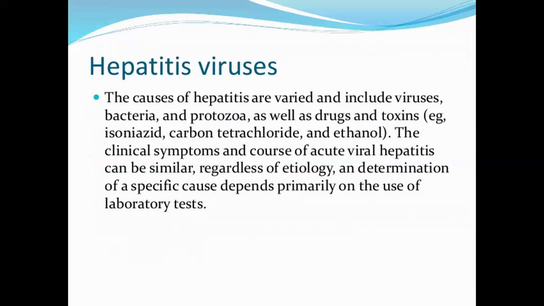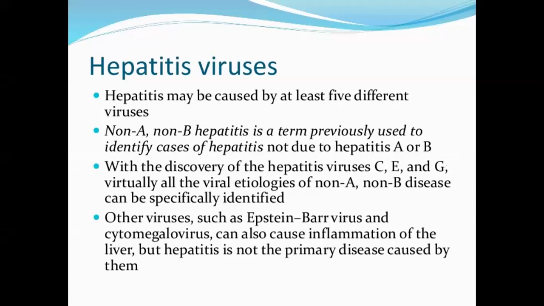Etiological factors. The causes of hepatitis are varied and include viruses, bacteria, and protozoa, as well as drugs and toxins like isoniazid, carbon tetrachloride, and ethanol. The clinical symptoms and course of acute viral hepatitis can be similar regardless of etiology, and determination of a specific cause depends primarily on the use of laboratory tests.